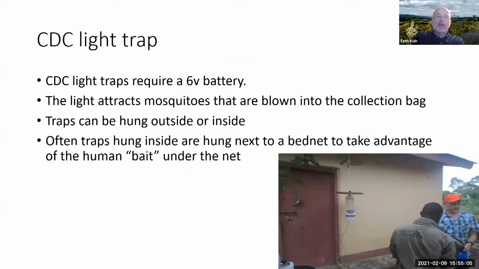So the next method is the CDC Light Trap. And the CDC Light Trap is quite simple. It's a small light bulb that gives off a little bit of light. It's powered by a 6-volt battery. And just beneath the light bulb, there's a small fan that's blowing down.